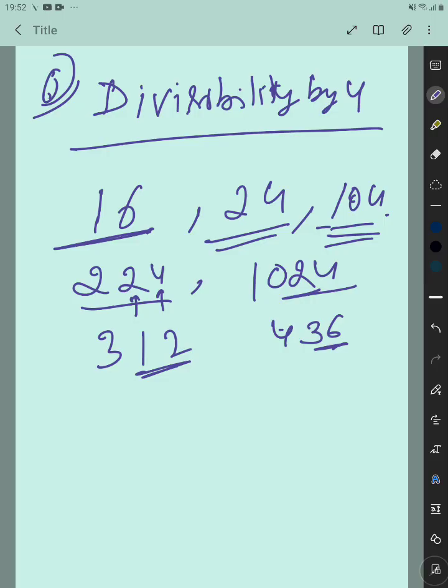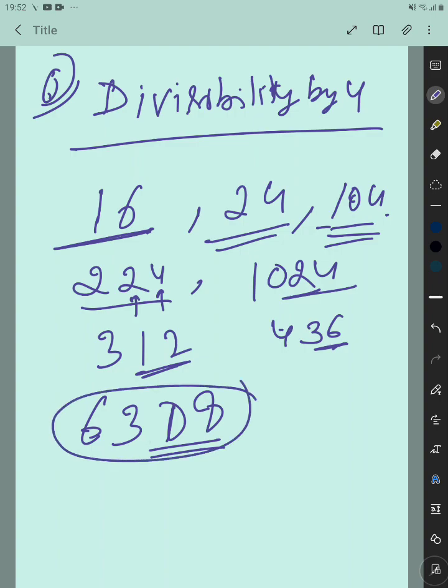If you take any number, for example 6308, you could take the last two digits, 08. So here we'll take the 08. If 08 is divisible by 4, then this complete number is divisible by 4.